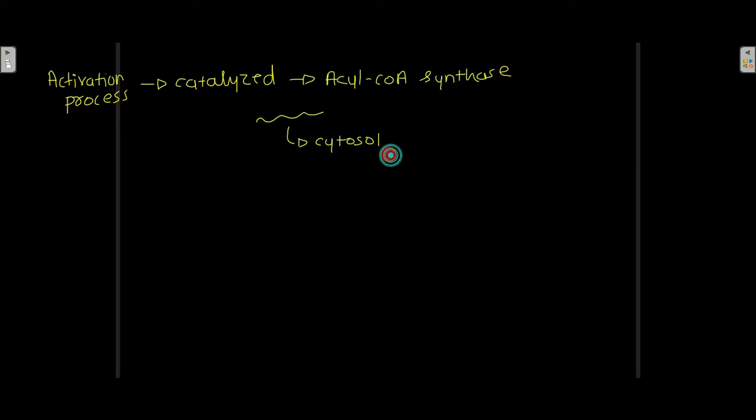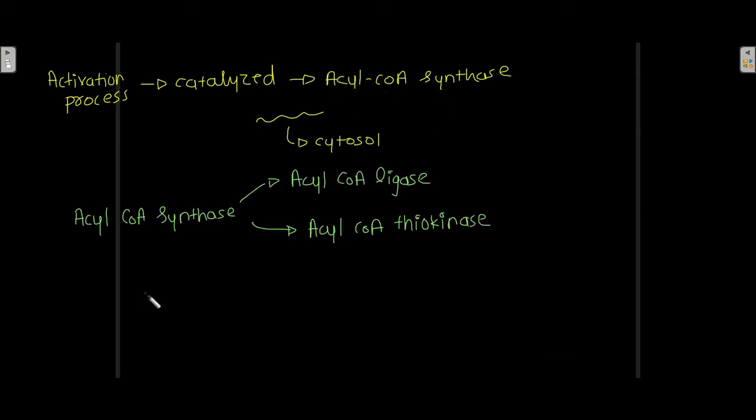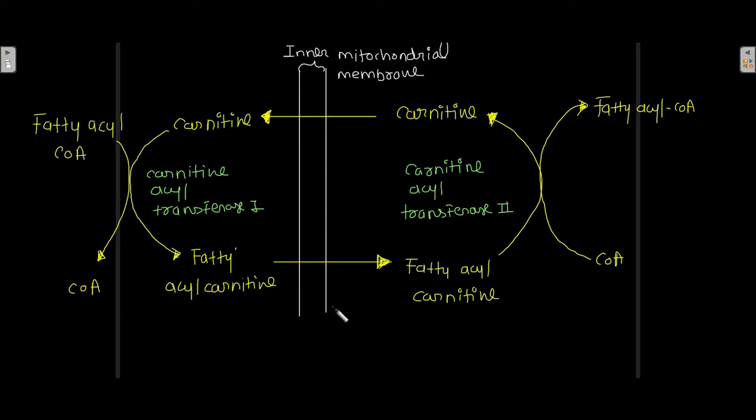Okay, so in the cytosol, the activation process is catalyzed by acyl coenzyme A synthase. Now, this acyl CoA synthase is also known as acyl CoA ligase and acyl CoA thiokinase. Okay, these are the two other names of this acyl CoA synthase enzyme. Now, this is what the transport of fatty acids into the mitochondria looks like.